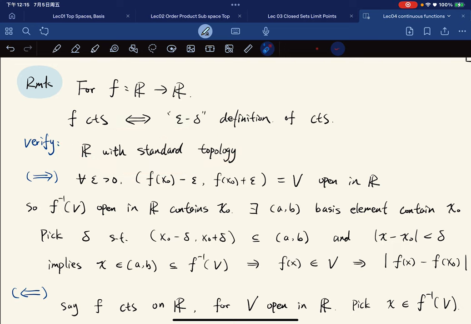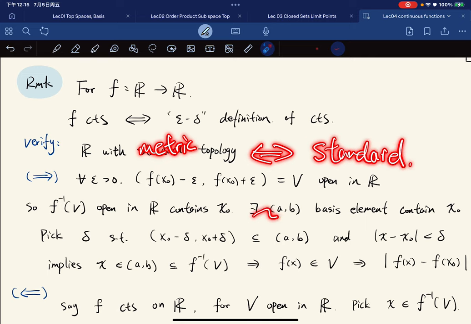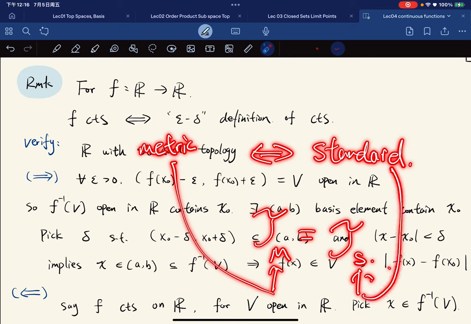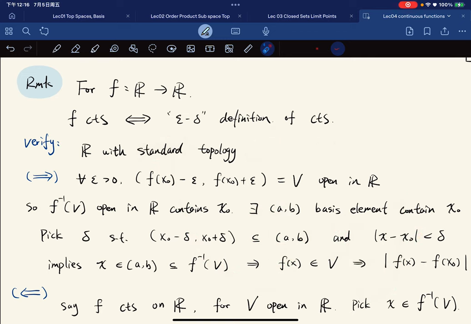Furthermore, later we're going to equip R with the metric topology, but the metric topology and the standard topology are equivalent. The topologies they generate are the same. Right? Metric and standard. So we equip R with the standard topology. So suppose f is continuous. We want to show the epsilon-delta statement.